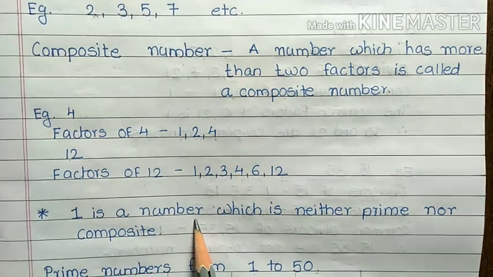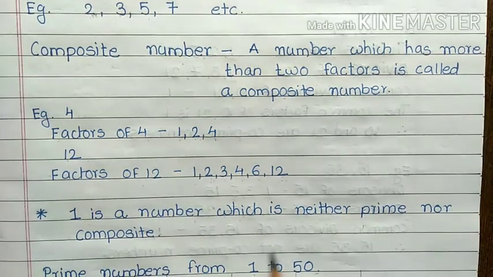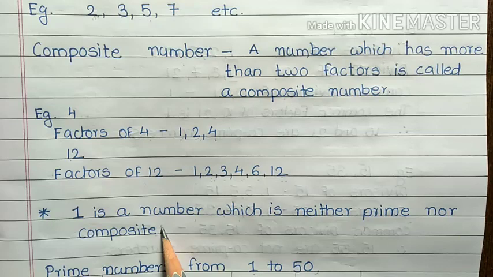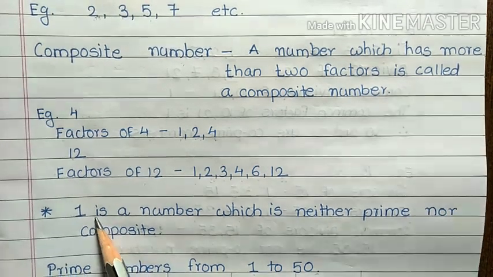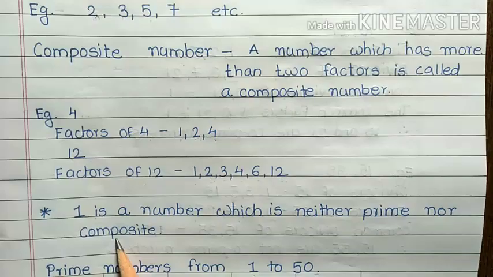1 is a number which is neither prime nor composite. So when we are identifying prime and composite numbers, we always start from the number 2, because 1 is neither prime nor composite.